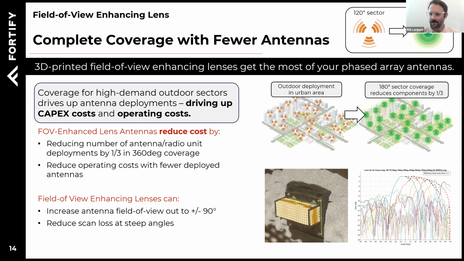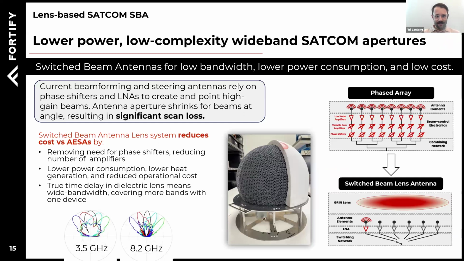I've got one more example to show you here, specifically for satellite communications: a low power, low complexity, wideband SATCOM aperture. What you're looking at here in the center is an image of a gradient refractive index lens that is 13 inches in diameter, assembled from 6 discrete 3D printed components that we glued together. This is part of a type of antenna architecture called a switched beam lens antenna. These switched beam lens antennas are very wideband, very low power consumption, and relatively very low cost compared to the alternative to solve this type of problem, which would be phased arrays.